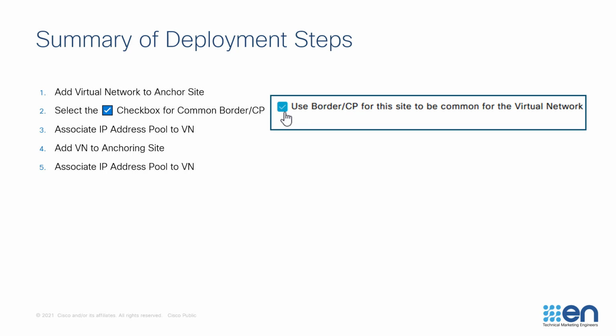Next, select deploying any other virtual network. Associate an IP address pool to that VN in the host onboarding screen. At that point, things are complete at the anchor site, and you would move on to the anchoring sites. Again, similar steps: add the VN at the anchoring site, and then associate that IP address pool to that VN. Let's move on to the live demonstration.